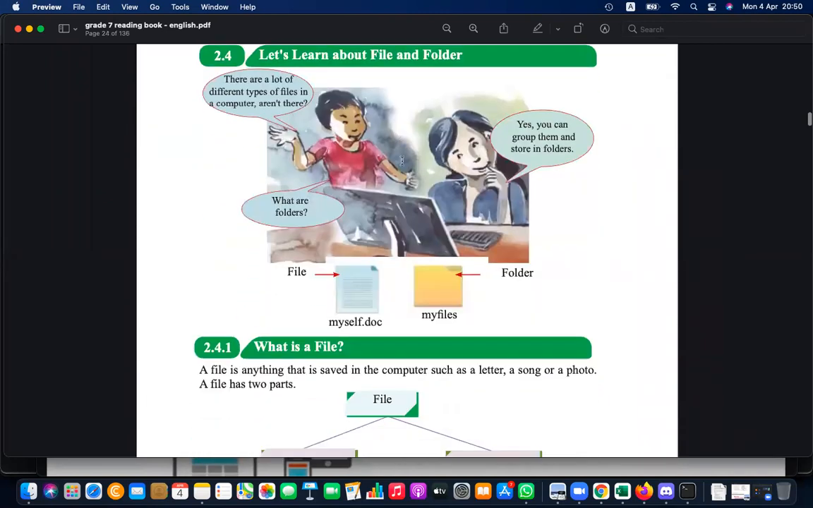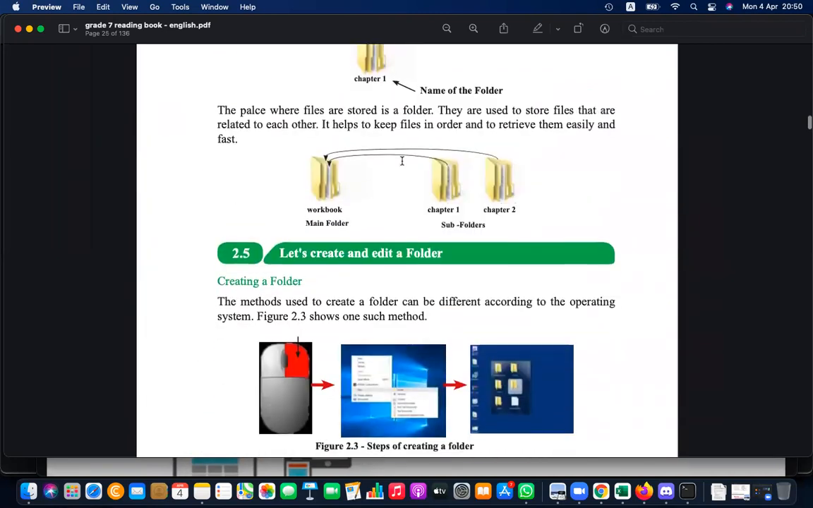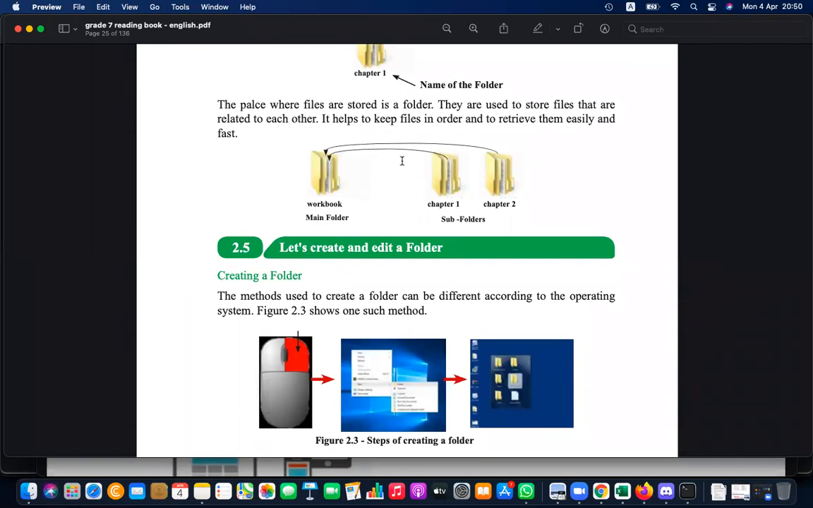Then we learn about files and folders. So what's the difference between file and folder? Please tell me. File has an extension and folder has not. Yes, file has an extension. Folder has no extension. Normally a folder has no extension. That is one thing. Another thing, please. Folder can store documents and folders.